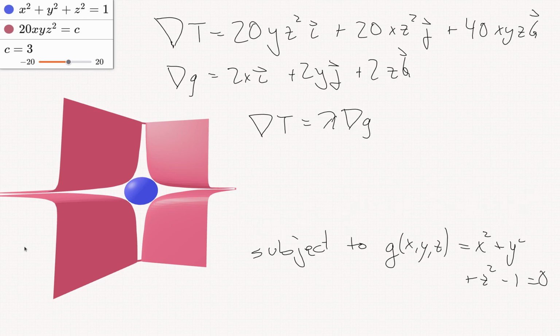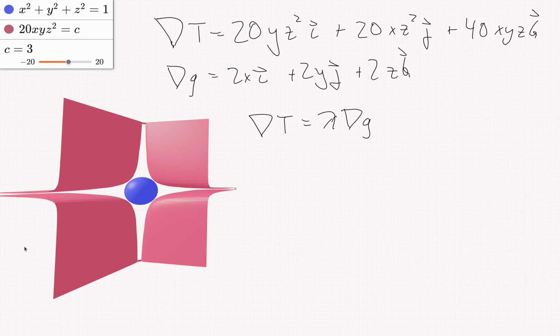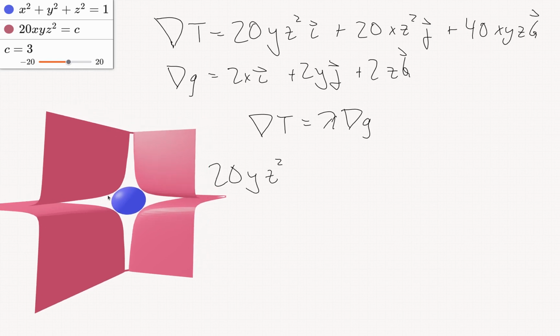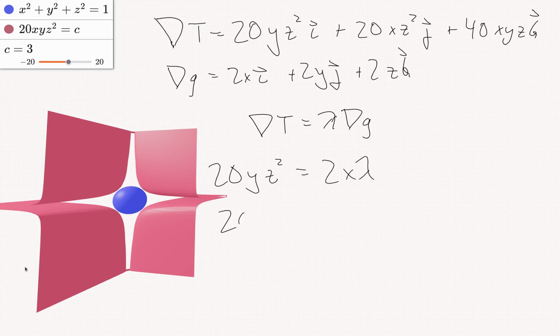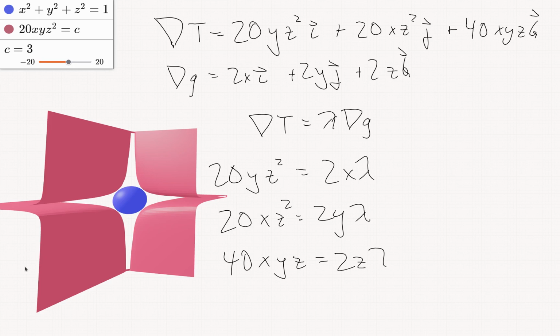So this expands to the system of equations 20yz squared equals 2x lambda, 20xz squared equals 2y lambda, and 40xyz equals 2z lambda. So to solve this, let's start with the last equation.